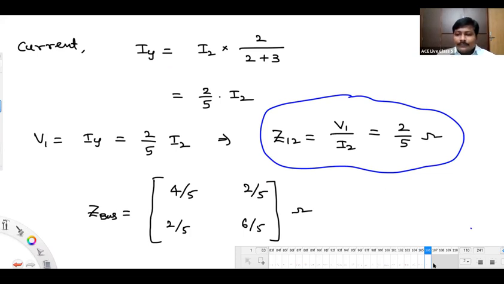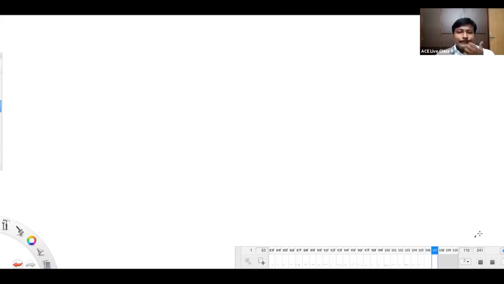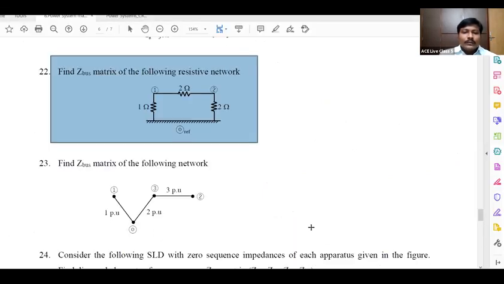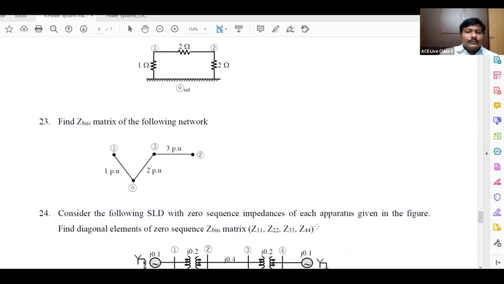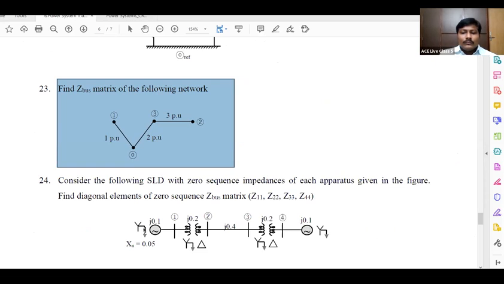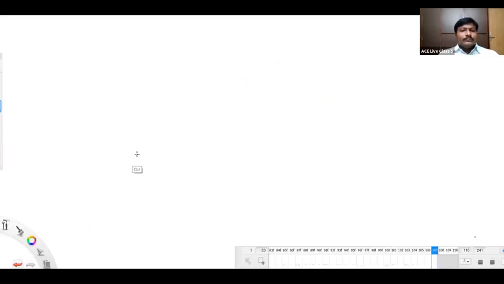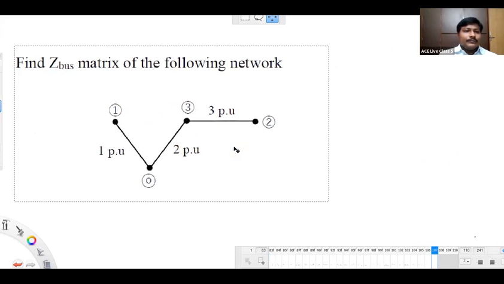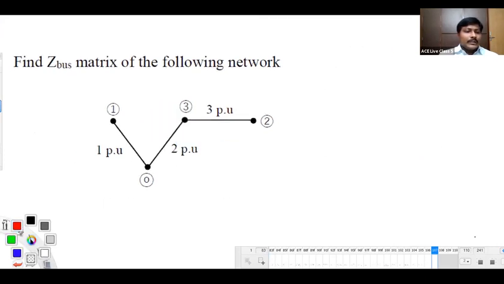Next thing. One more question I am taking up in the Z-bus construction only. See this one. It's also a very simple question. Find the Z-bus matrix of the following network.